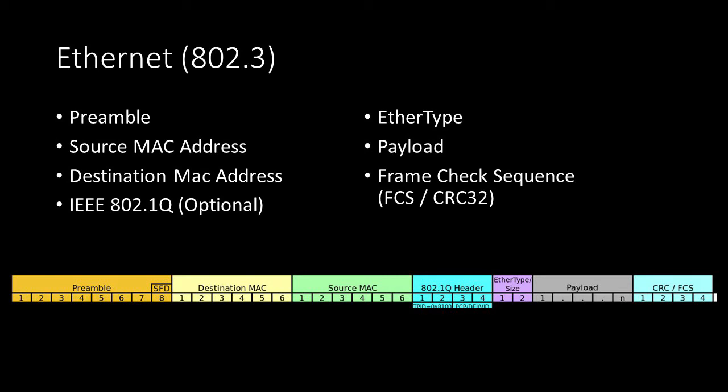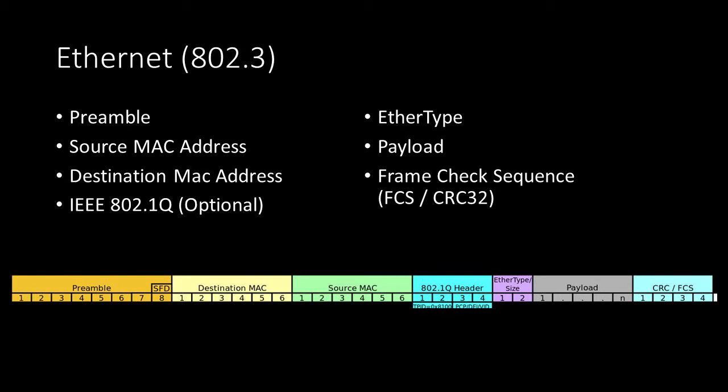Next is the payload, which can be between 46 and 1500 bytes. This is the content that is being delivered, typically an IP packet. Finally, we have the frame check sequence, or FCS, which is a 4-byte field that provides data integrity. The frame check sequence uses a 32-bit cyclic redundancy check algorithm, or CRC32.